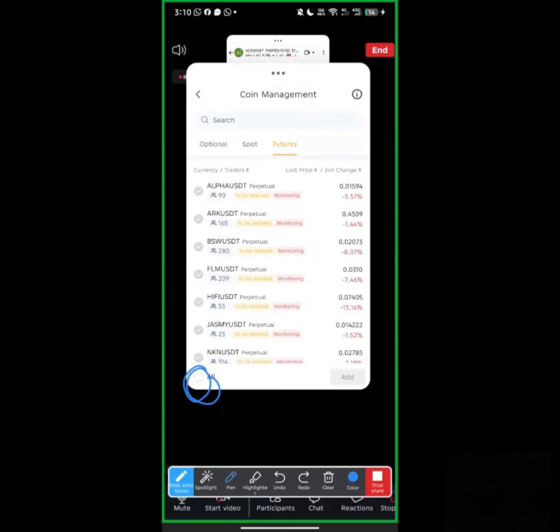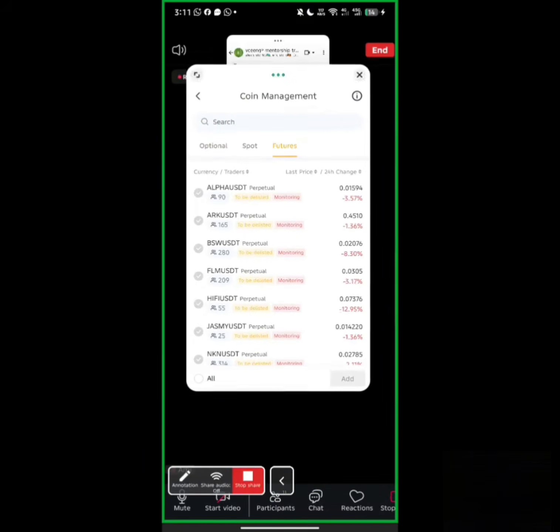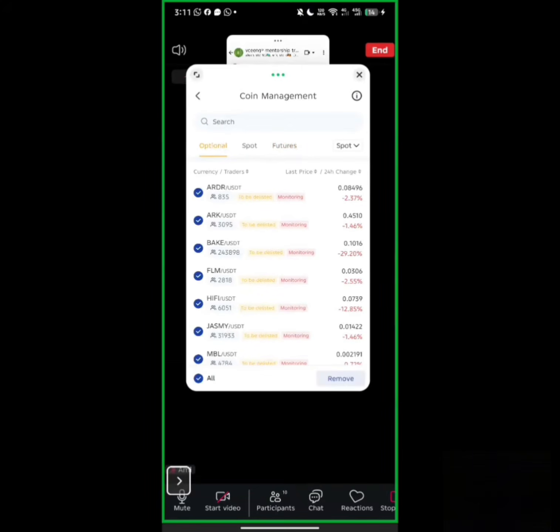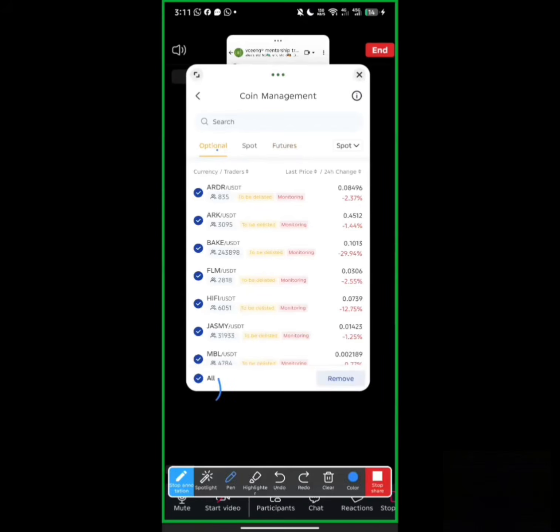When you click on that, it's going to mark, but my own will not mark because I already marked all the coins. To show you, let me just remove. I'll click on optional now to remove everything. I'll remove all the coins. When I remove all the coins, then I'll add them back. Now you can see I've clicked on optional. Now I'm going to click on all. You can see all the coins. I've clicked on all and I'm going to click on remove.